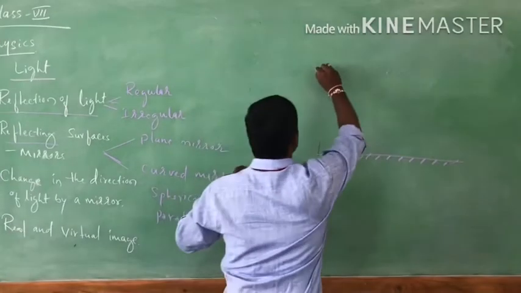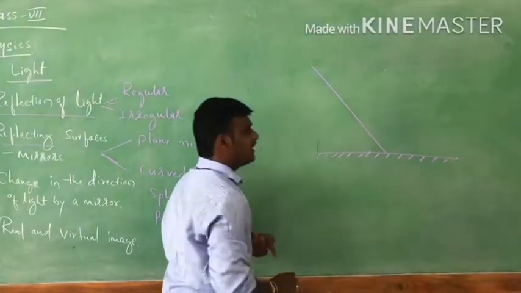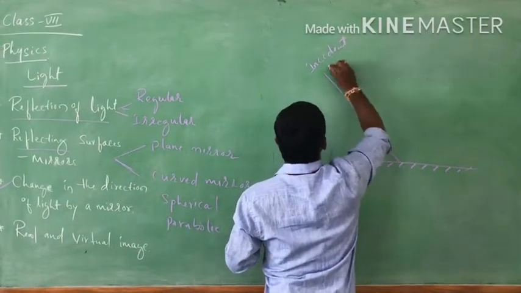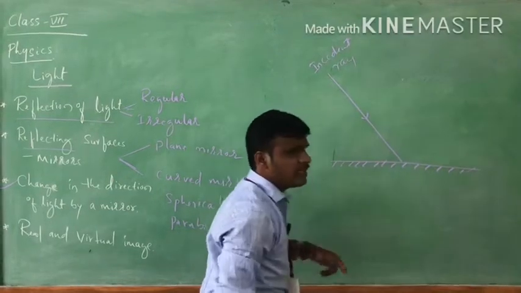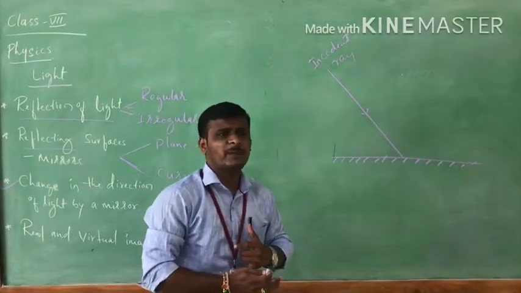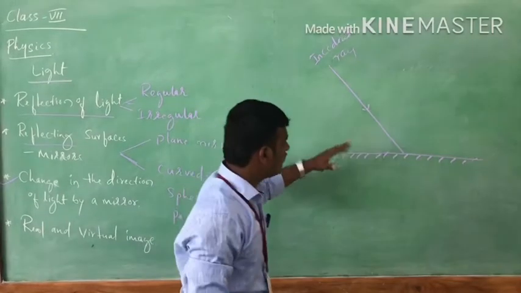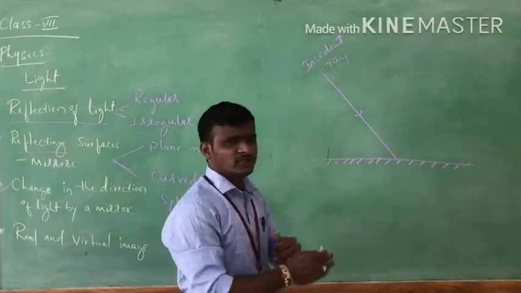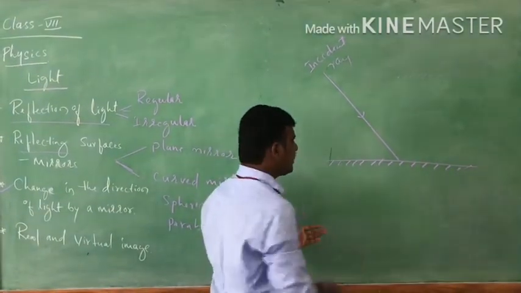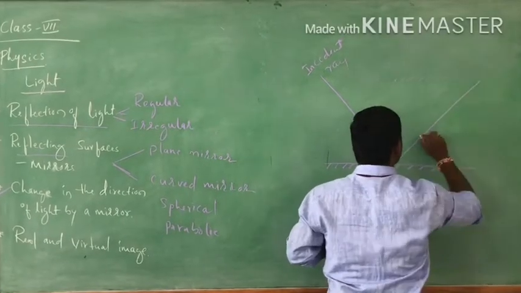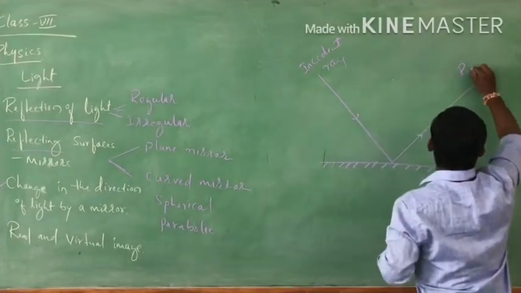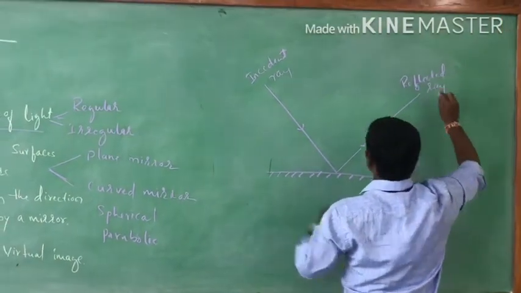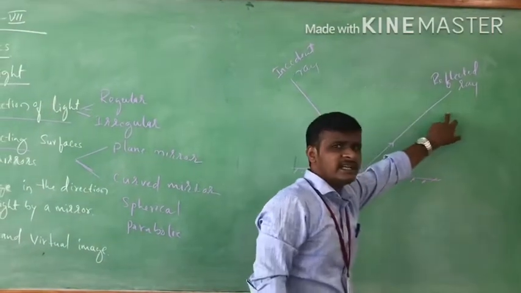So see here, the ray of light is incident here. So this is the incident ray. When light strikes any surface, it may be curved or else plane mirror, it should bounce back. That is, we call it a reflection. So here it is bouncing back, right? This we call the reflected ray. So this is the incident ray, this is the reflected ray.